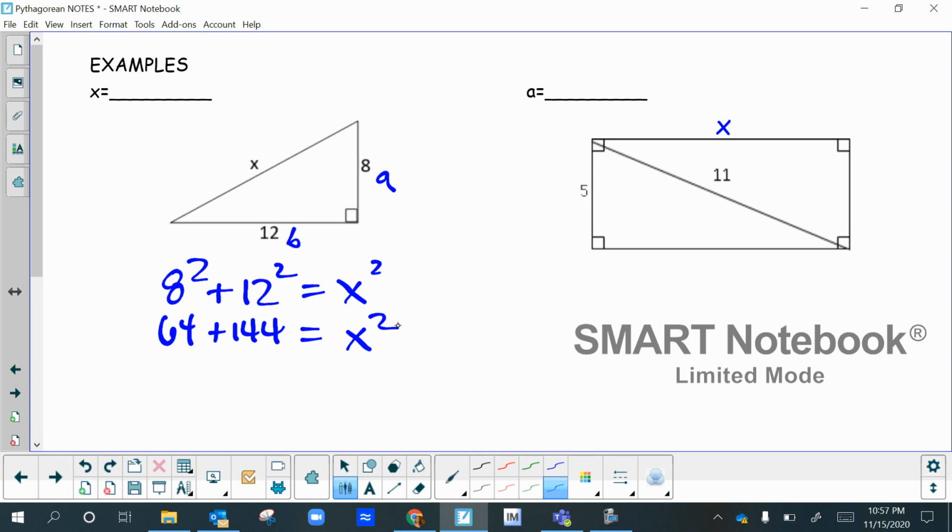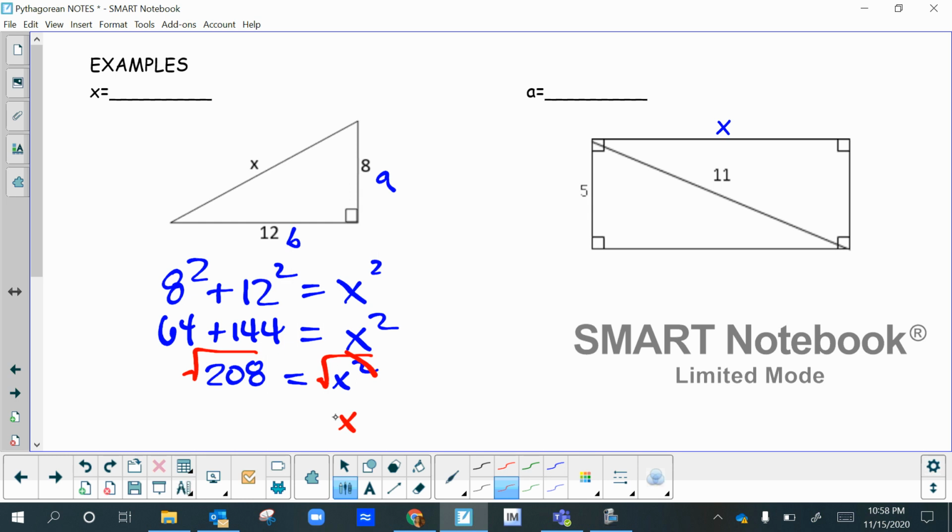64 plus 144 is, let me get my calculator because my brain's not too hot right now. 64 plus 144 is 208 equals x squared. Now let me show you what a big difference that is from middle school till now. You're going to leave this in simplified radical form. Your last step is to square root to get rid of the squared.